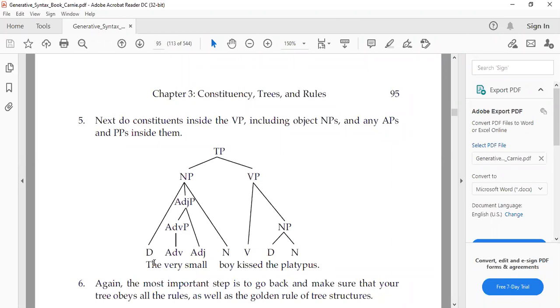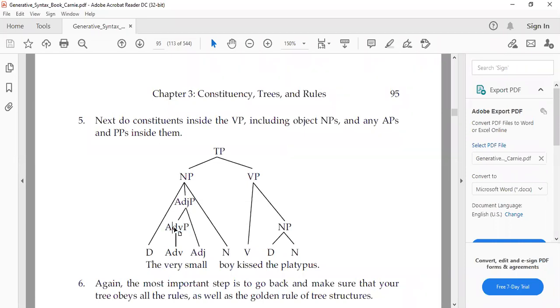And here, within this NP, we have smaller units. We have AP. So AP is a constituent that is embedded within a larger constituent, which is the NP. And the NP is embedded within a larger constituent, which is the TP. Not only that, we have the adverb phrase. Very is an adverb, and it is the head of the adverb phrase.